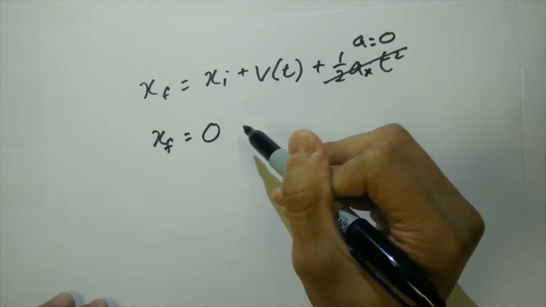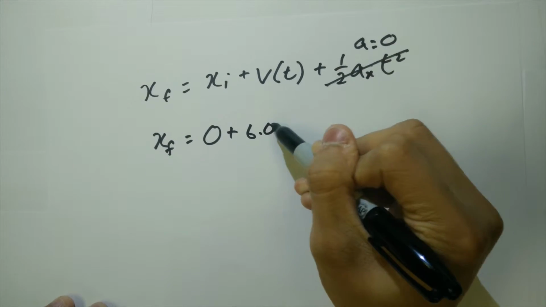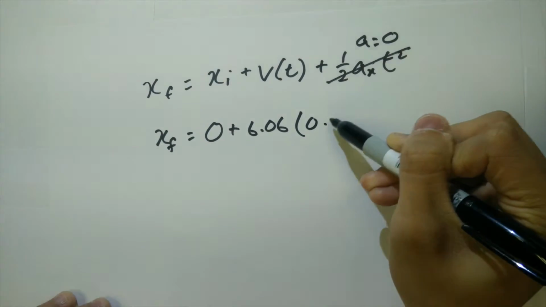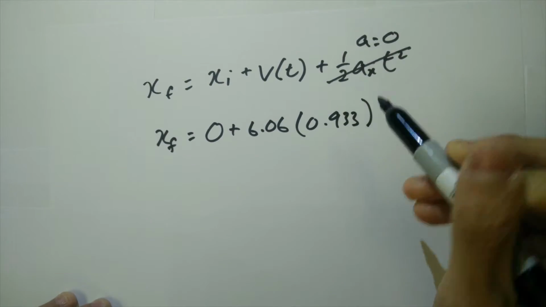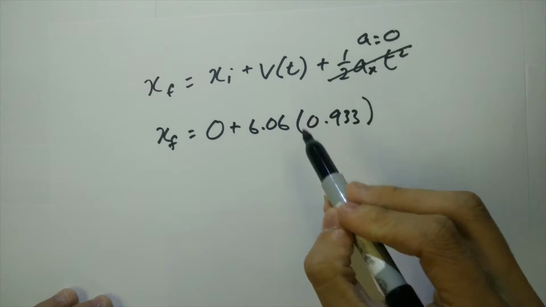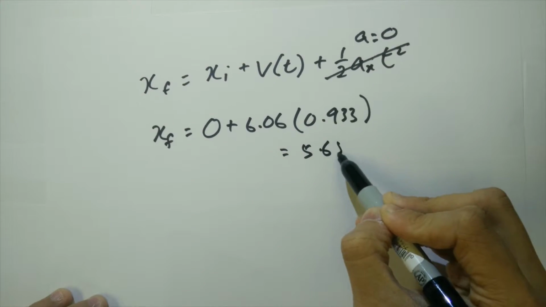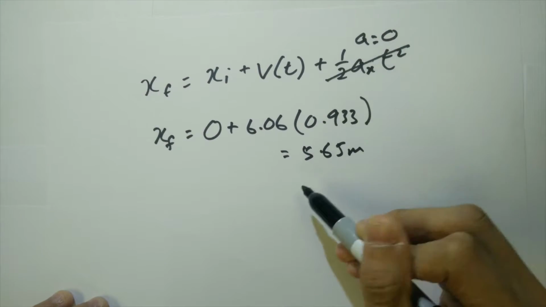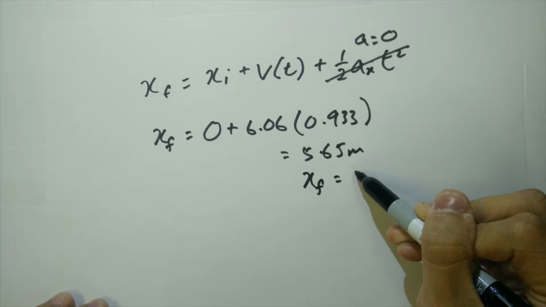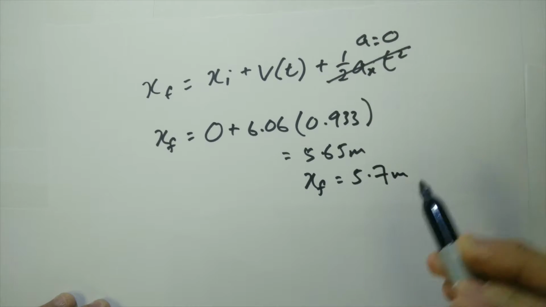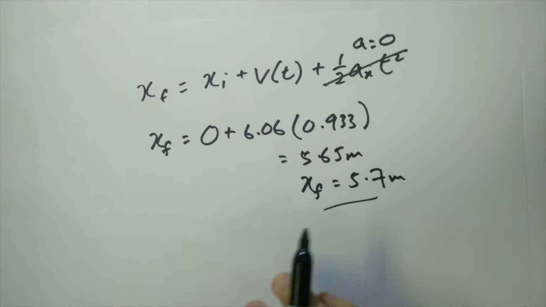So x final is equal to 0 plus 6.06 bracket 0.933. In the end, you'll get 5.65 meter. So rounding it off, x final is equal to 5.7 meter.